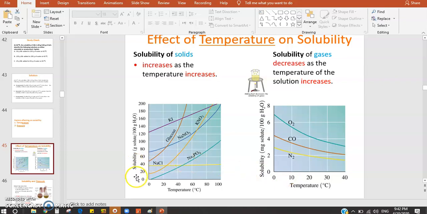So you can see that as you increase the temperature, the solubility also increases. You increase the temperature, the solubility increases. And here, on the other way, with the gases, increasing the temperature decreases the solubility. So gases are the opposite of solids in their solubility, and this is because gases evaporate faster.